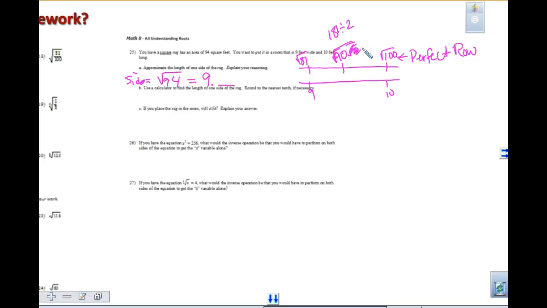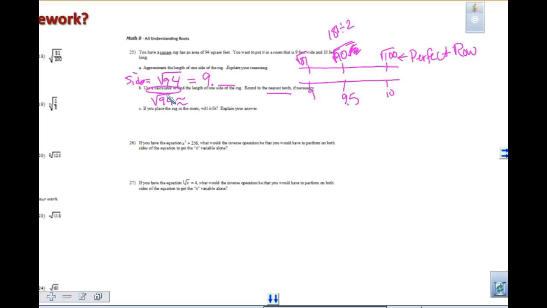So this is at 9.5. 94 has to be bigger than that, right? So now I'm going to approximate it, right? I'm not going to finish this one for you. The next one says use your calculator. So now you're putting in your calculator the square root of 94, and it says find the length of the side, round to the nearest tenth. But this is using your calculator. And then it asks you if it'll fit.